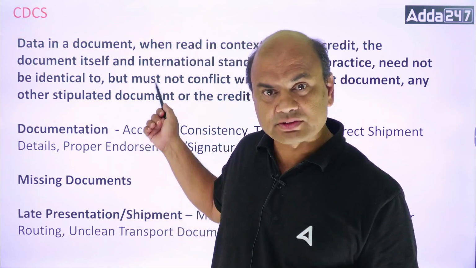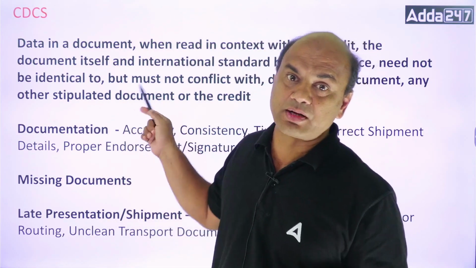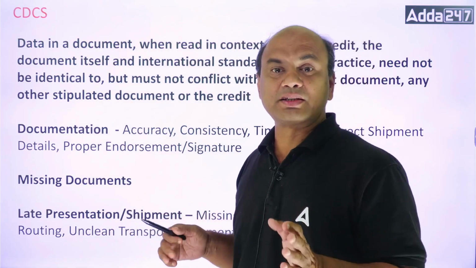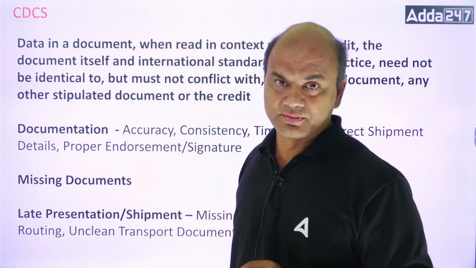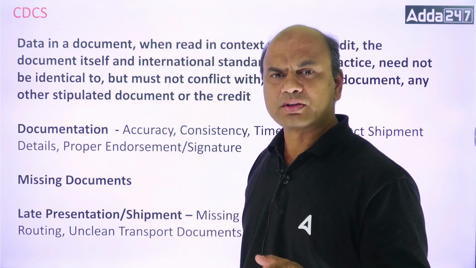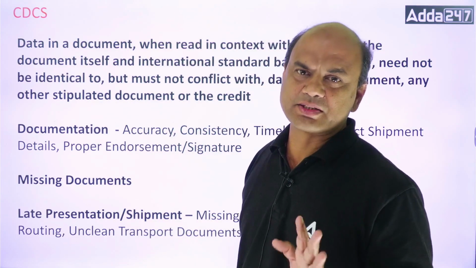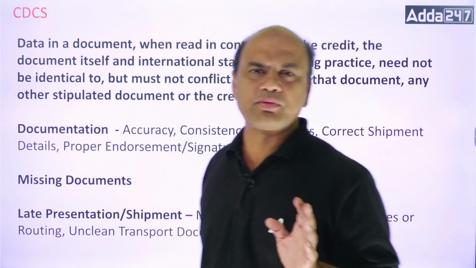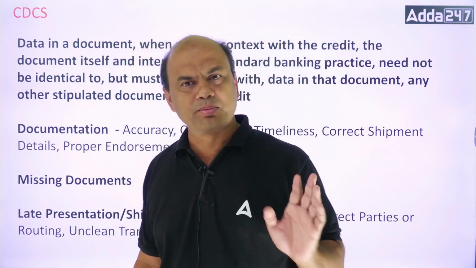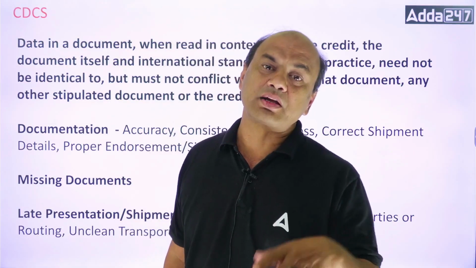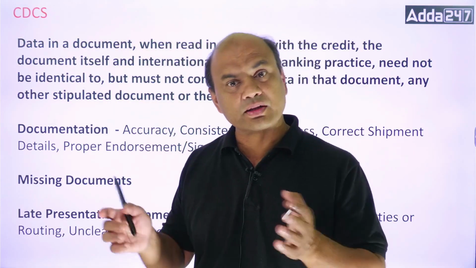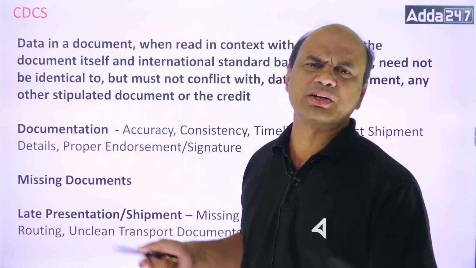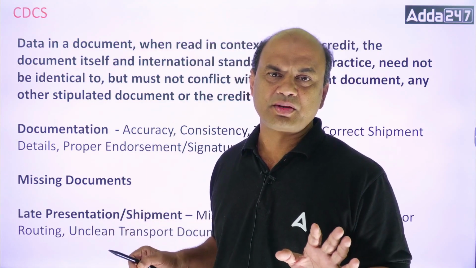Now look at the context of this. Look at the basic fundamental of this article. What does it say? And why did I say that it is related to today's topic? Because the rejection or acceptance of an LC is based on this part only. Whatever data you have in the document, it should be consistent with the credit, with the other documents, and with the standard practices. Everything should be consistent.